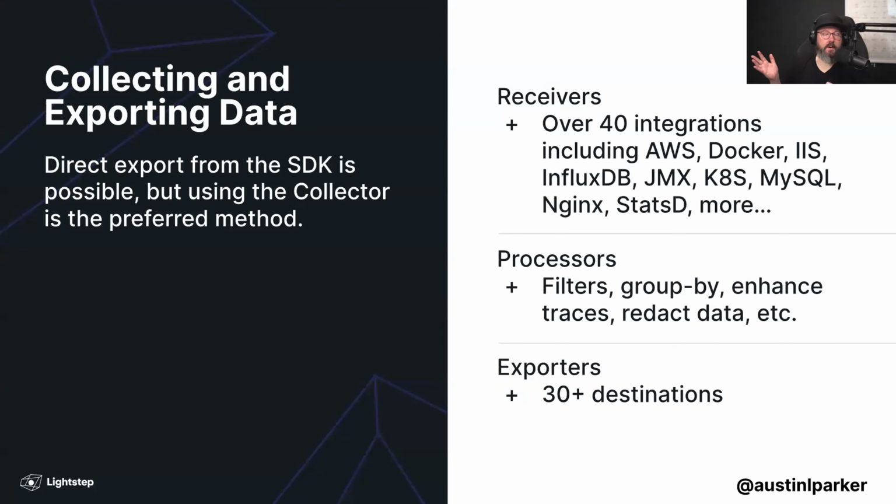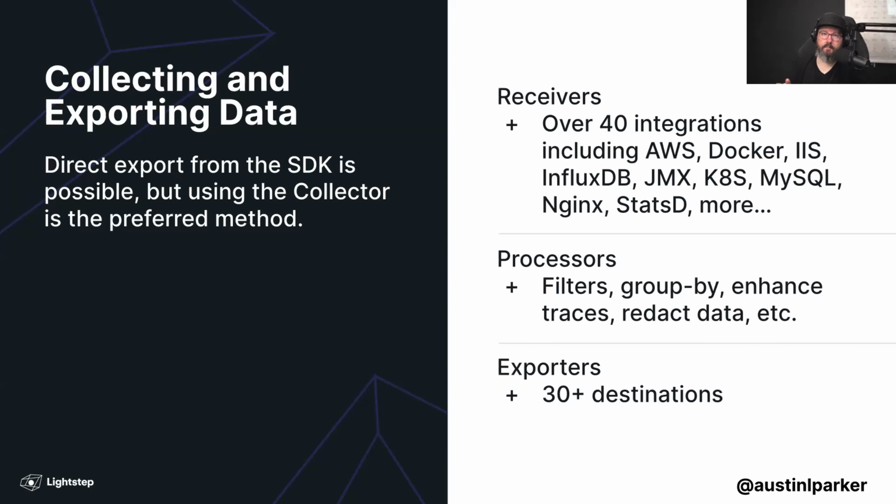Either way, regardless of how you are instrumenting your code, the next thing you have to do is take that data and get it somewhere. So this is where the collector comes in. You can directly export from an SDK, so you can configure an agent to send data straight to Lightstep or wherever, but generally it's preferred to add a collector in the middle. And the reason why is that the collector lets you, one, receive a bunch of things other than just OTLP.